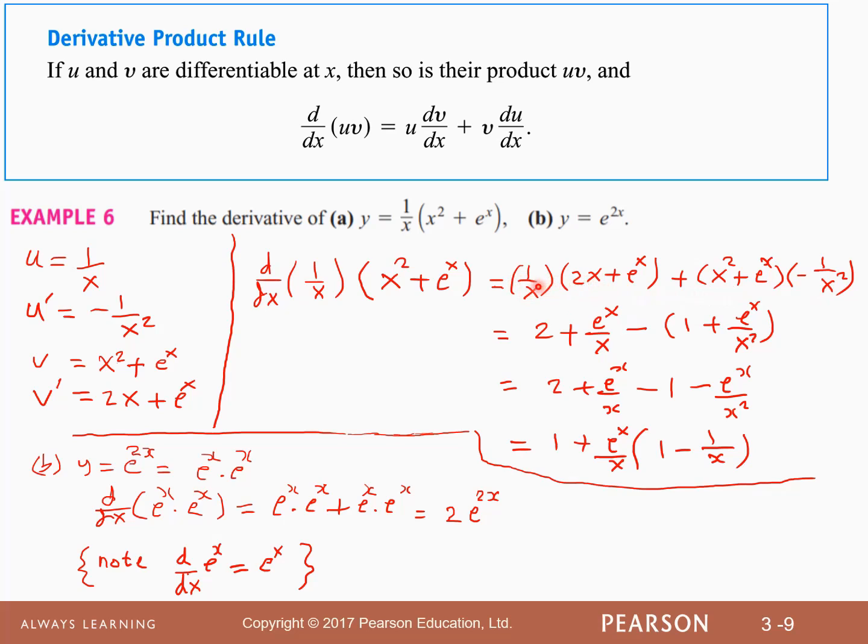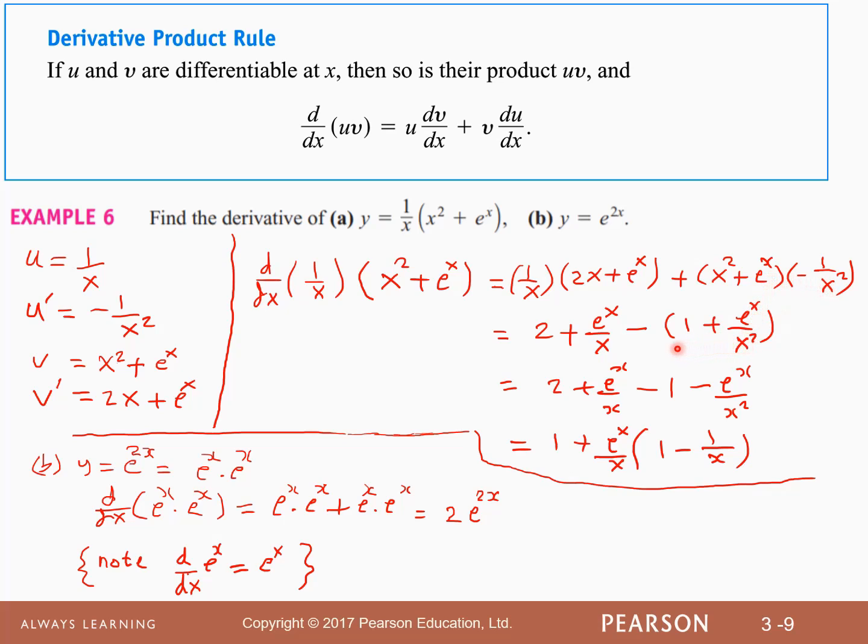So 1 over x multiplied by 2x will give us 2, plus 1 over x multiplied by e to the x will give us e to the x divided by x. And then we have this negative sign. We can take it outside and we replace the plus, it will be minus over here. And then we take 1 over x squared inside, so we multiply it by x squared. 1 over x squared multiplied by x squared will give us 1, plus 1 over x squared multiplied by e to the x will give us e to the x divided by x squared.